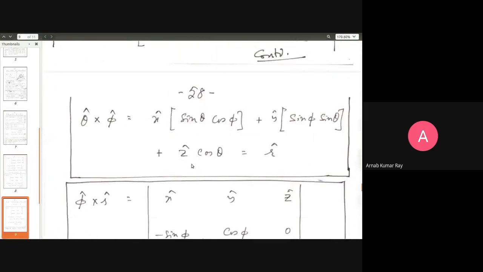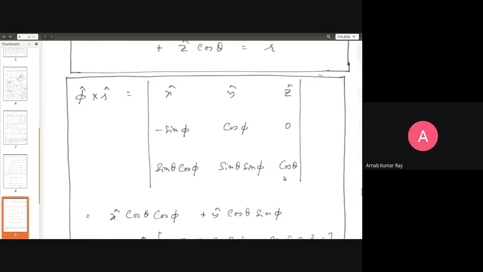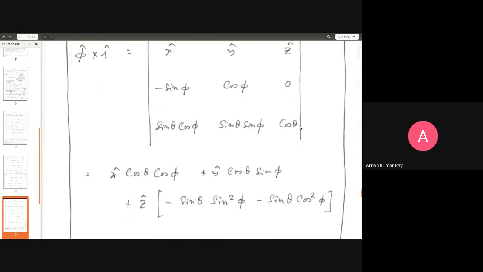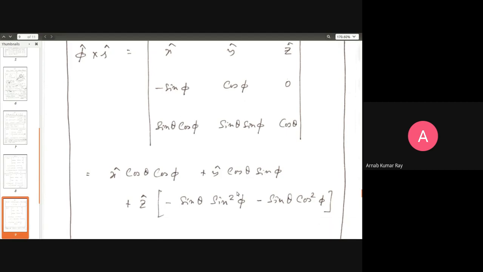And then phi cross r, 3 cross 1. So there you have it. This is phi and this is r, and then x cap is equal to cos theta cos phi minus 0, y cap is equal to minus sine phi, yes, minus y cap into minus sine phi cos theta. So it will be plus cos theta sine phi y cap. And this will be 0. And then z cap is equal to minus sine squared phi sine theta minus sine theta cos squared phi.